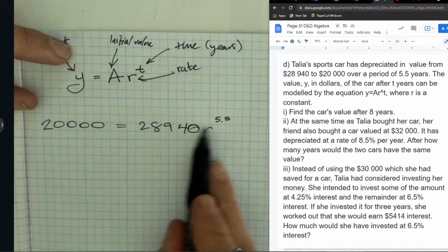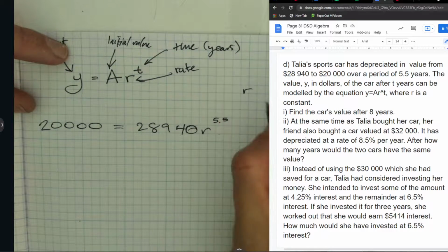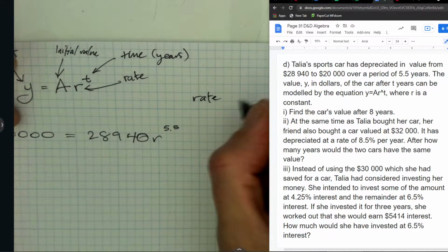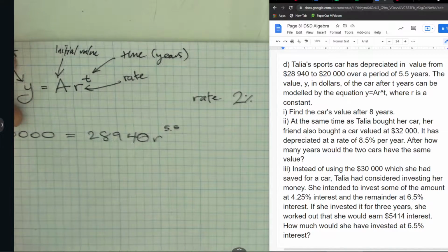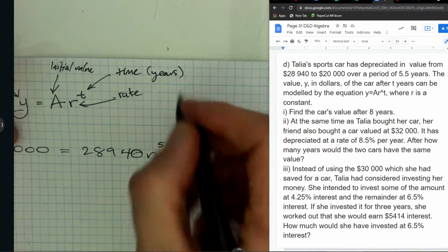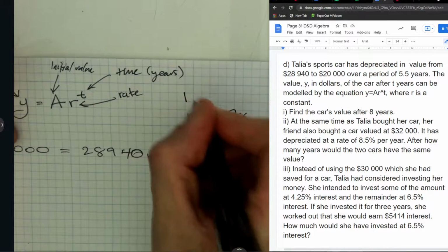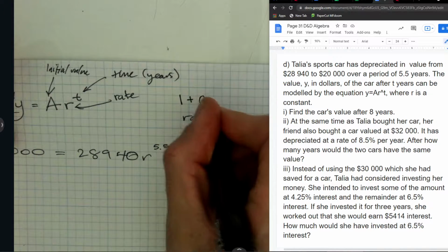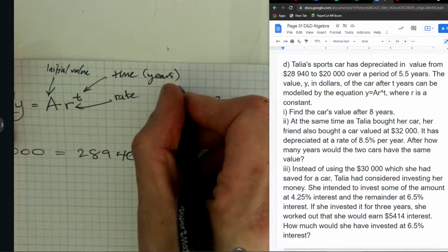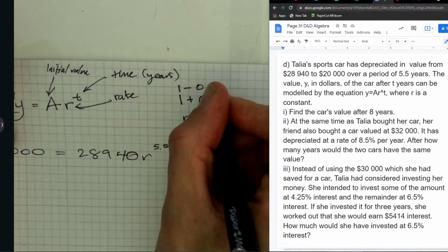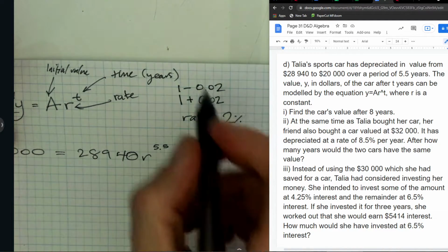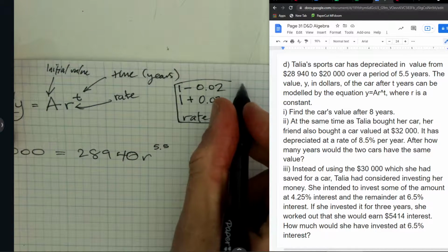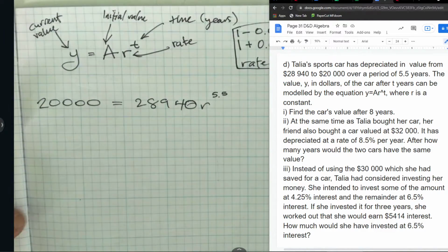Okay, so the thing about the rate is we generally think of it as a percentage, like maybe 2% or something. But this one's going to be depreciating. So the way I like to do rates is I do 1 plus the percentage. So it's going to be 1 plus 2%, so 0.02. Or when something's depreciating, I do 1 minus 0.02. So this is how I deal with rates. But I think it will just pop out nicely anyway, to be honest.